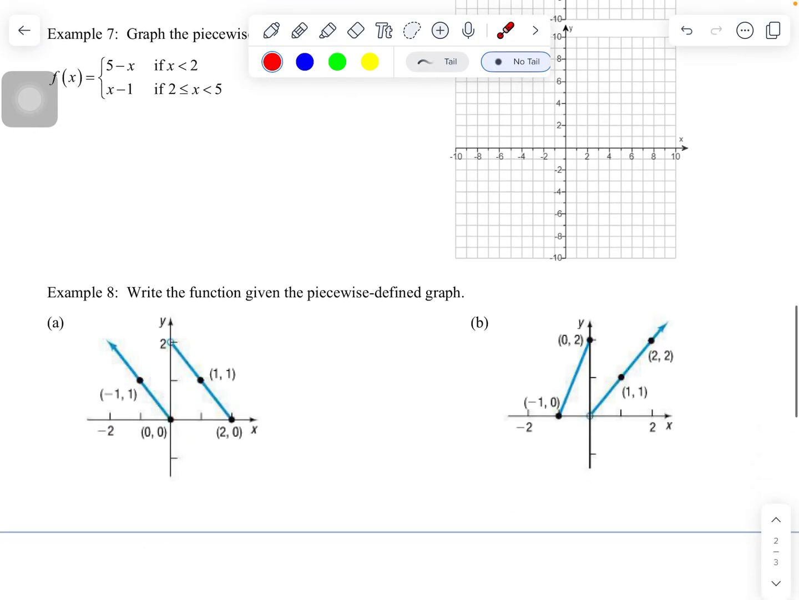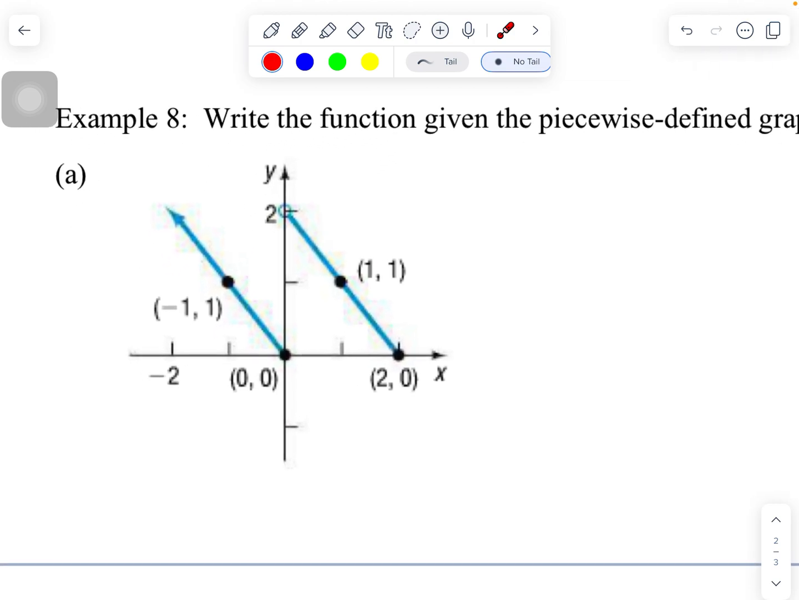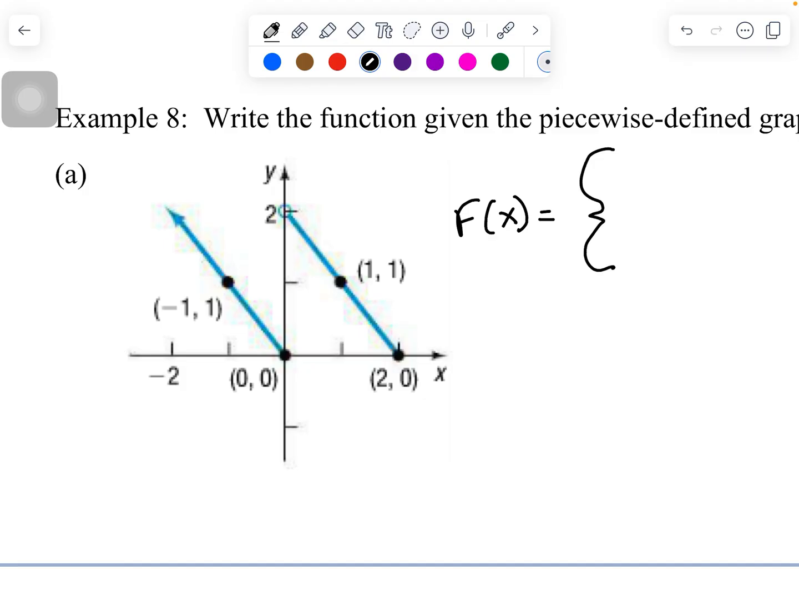I just wanted to talk about this last one. This last one is going backwards. We are going from a graph to an equation. Now, how we write it, it didn't specify a name here, so I'm just going to assume f of x. I'm going to draw a very large curly brace. I have two pieces here.